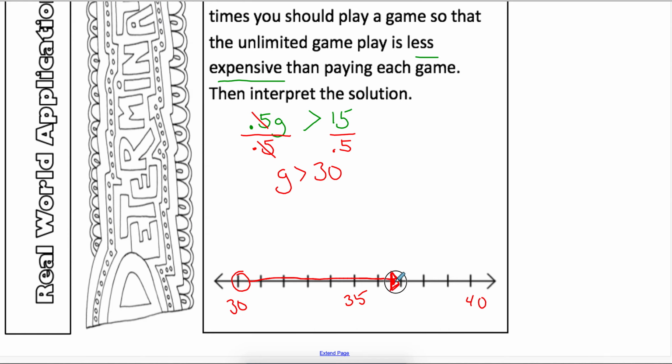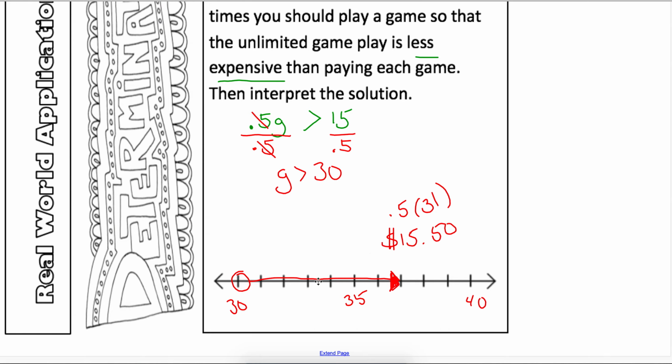So if I play any amount of games above 30, I am going to spend more than $15. If I play 30 games, I'll be at $15 exactly. So it would be the same cost, so it wouldn't matter. But if I played 31 games, 0.5 times 31, that's going to be $15.50. So it makes more sense to purchase the $15 package. It's a lot of games to play.